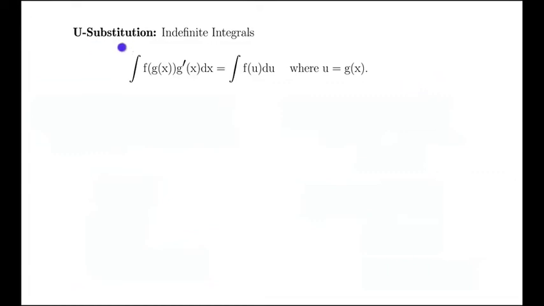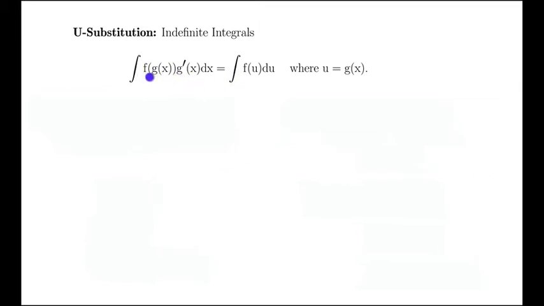U-Substitution is a technique that can be used to find indefinite and definite integrals. Let's look at it first for just indefinite integrals. It says if we want to integrate something in this special form, f of g of x times g prime of x dx, we can make this substitution u equals g of x and turn that indefinite integral into this indefinite integral. The goal here is to make a new indefinite integral that's easier to compute.